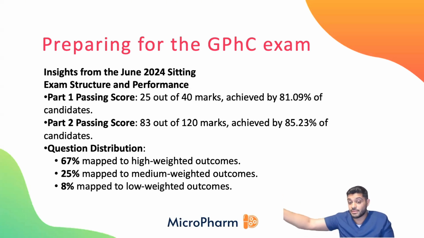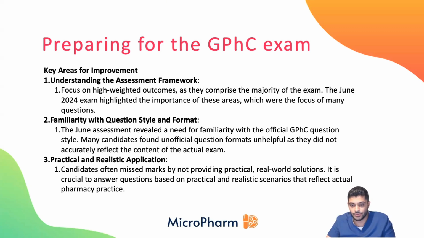Looking at question distribution, 67% of the questions were high weighting material. They could have gone to 35% with medium weighting, but they stuck to about 25%, which is the lower threshold, and 8% was low weighting material. Again, just reinforcing what I said to you about low weighting material. In terms of preparing for the assessment, focus on the high weighting material. It's the majority of the exam.